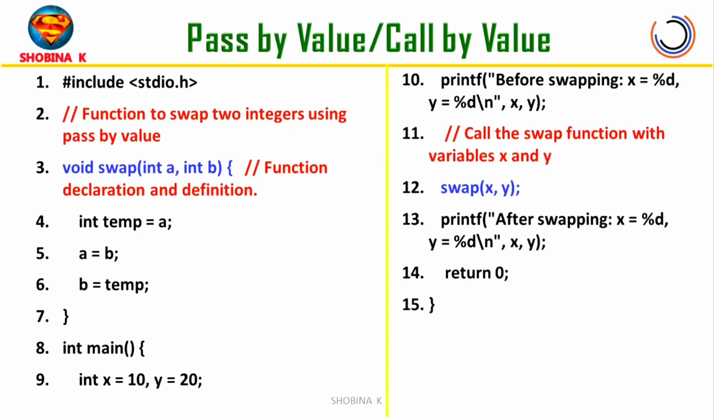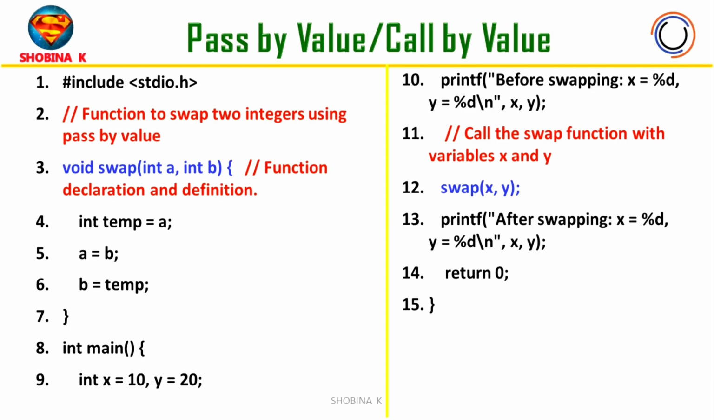In this example, the swap function demonstrates pass by value by swapping its local parameters a and b, which does not affect the original variables x and y in the main function. First, include the necessary header files, and then we define a function named swap, which takes two integer parameters a and b. The function is defined to return void, which means it does not return any value.